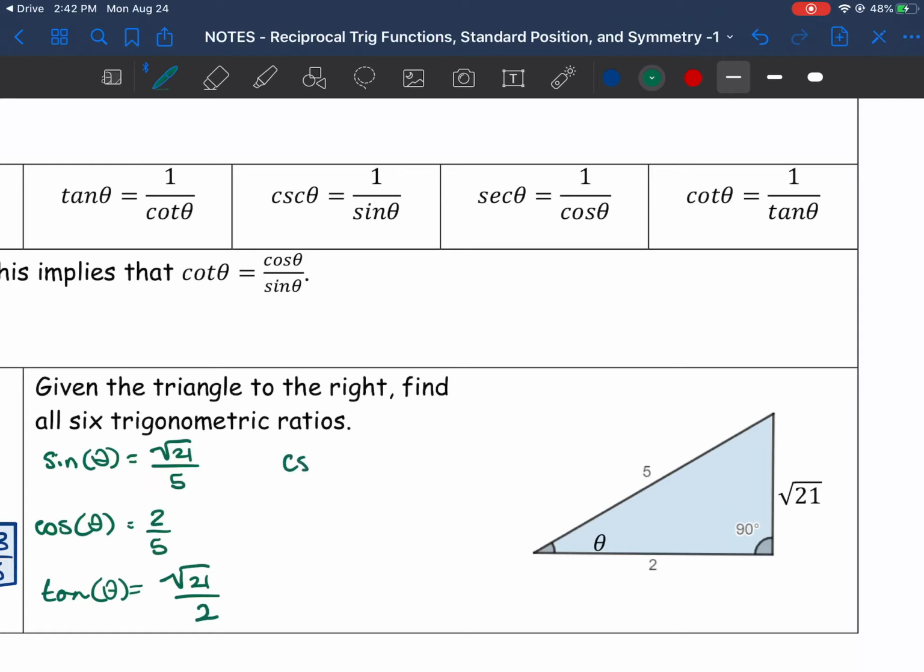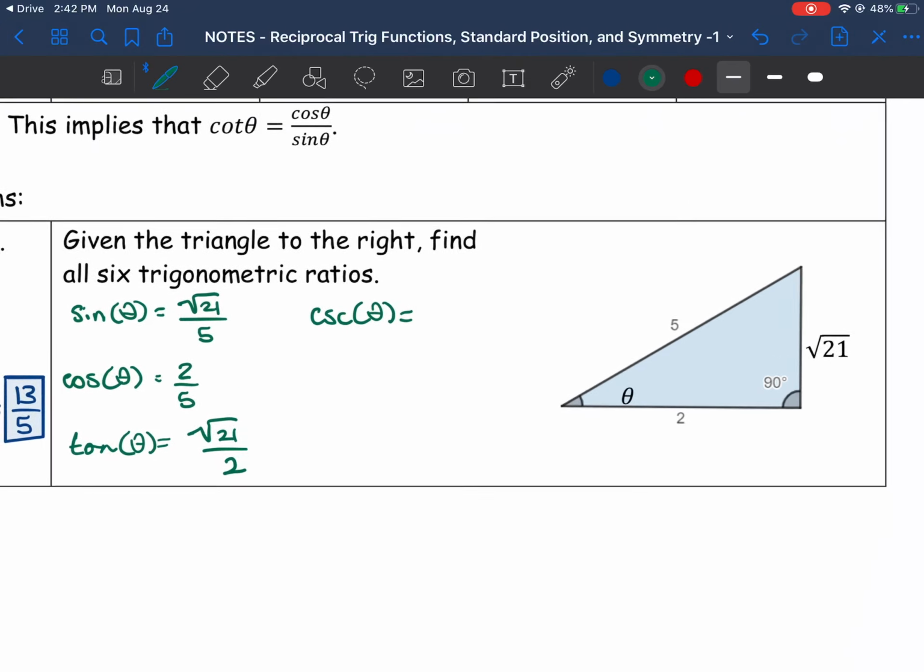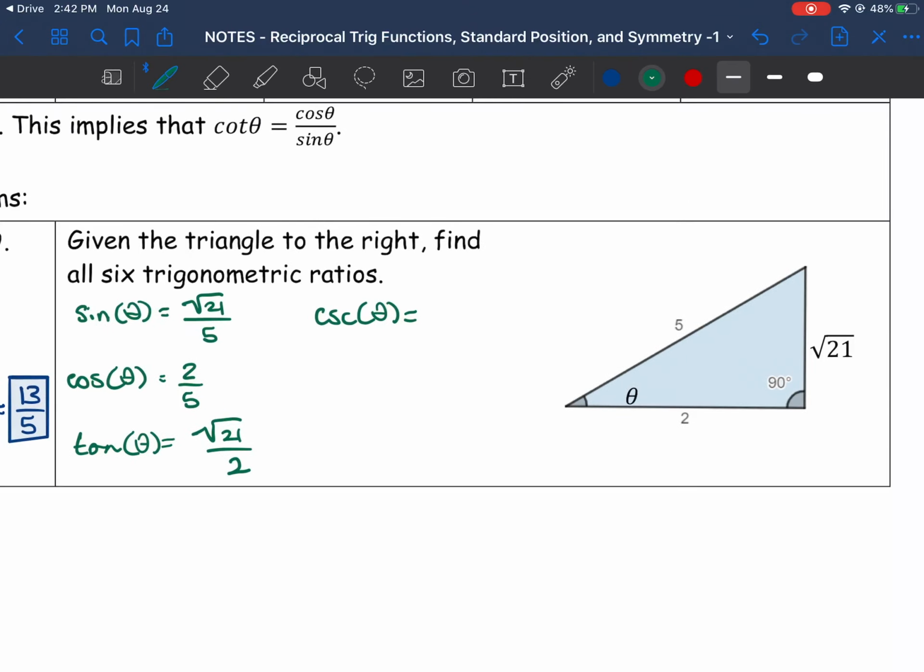Now looking at the cosecant of theta, well, we know that the cosecant is 1 over the sine of theta. So if I did 1 over square root of 21 over 5, we would get 5 over the square root of 21. Now I'm going to do a little bit of math down here real quick though. So 5 over the square root of 21, we don't like square roots in the denominator. So let's multiply both the numerator and denominator by the square root of 21.